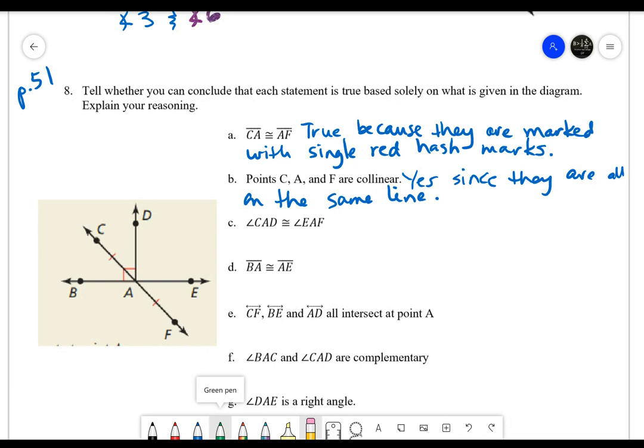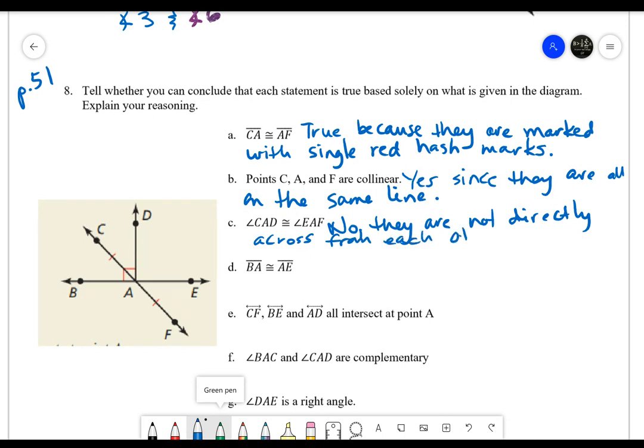Let me erase this. All right. Is angle CAD congruent to angle EAF? No, it's not. They don't even look the same. So no. And I'm going to put they are not directly across from each other, like a vertical angle, across from each other. So they're not vertical. All right, next.